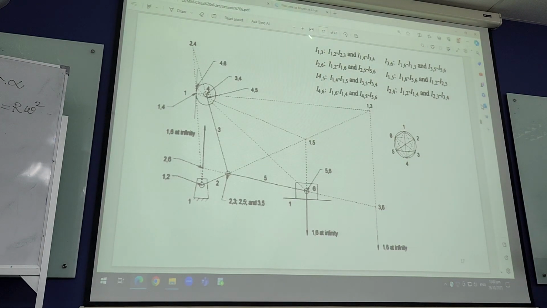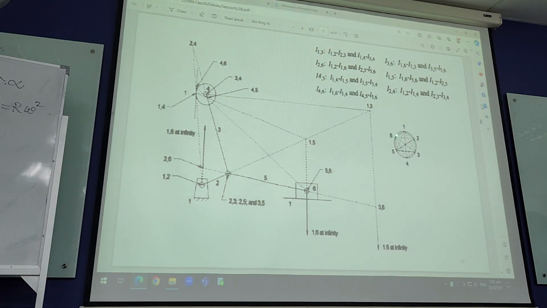Okay, so you can see 1, 3 is drawn between 1, 2, 2, 3, extending 1, 2 and 2, 3, and extending 1, 4 and 3, 4. So 1, 4 is here, 3, 4 here. So draw a line. So the intersection point will give you 1, 3. Okay, so next we want to find out, let us say 2, 6. So 2, 6 is 2 and 6, this one.